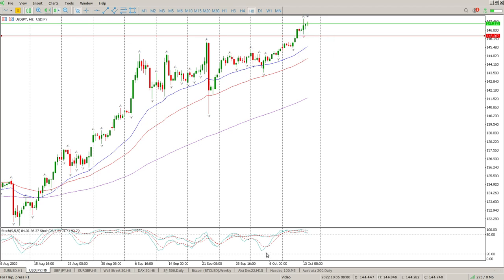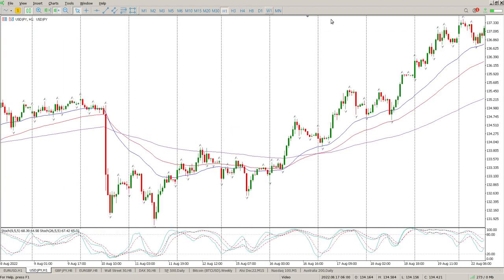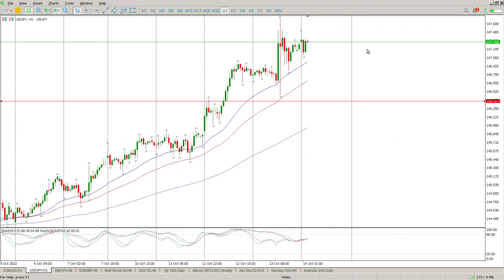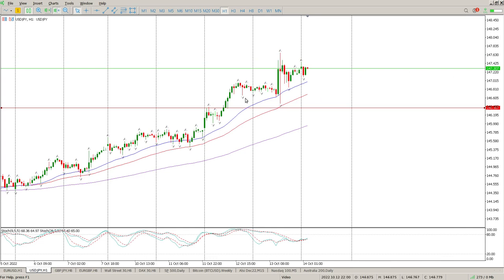Moving on to US dollar Japanese yen. Still meandering to the upside. I don't like the way these oscillators are looking at the moment. And if we drop down to the 1 hour, you can see we had absolute chaos yesterday. Big sort of range pin bar thing here with just total confusion. We do have divergences as well.